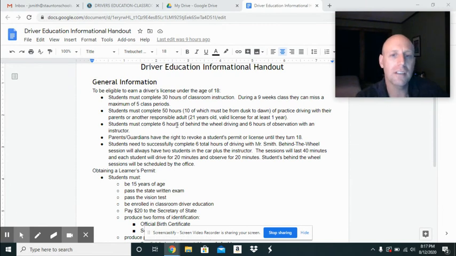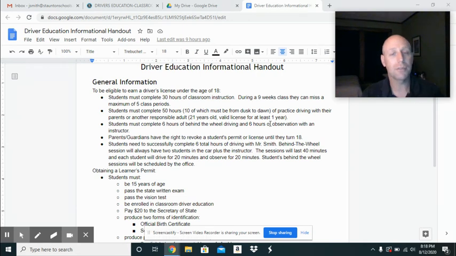Students must complete 6 hours of behind the wheel driving and 6 hours of observation with an instructor. So that's me. I'm your instructor at Staunton High School. Once you get your permit, you will do 6 hours of behind the wheel driving with me. And you'll also do 6 hours of observation. The way that works is it'll be me and two of you in the car together. So two students and one teacher, me, and you'll drive for 20 minutes and you'll watch another student drive for 20 minutes, or observe. We'll do that 18 times, and that adds up to 6 hours of driving, 6 hours of observation.